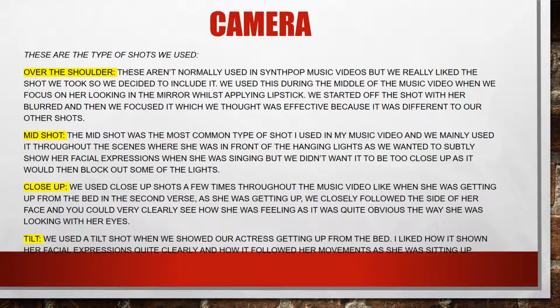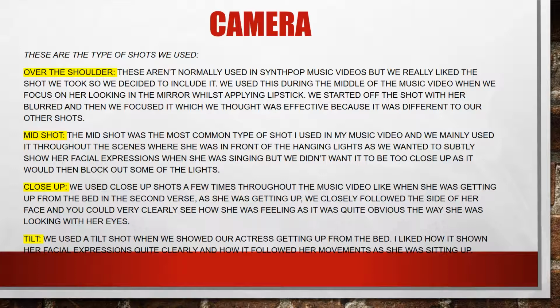For camera, these are the types of shots we used: over the shoulder, mid-shot, close-up and tilt. Over the shoulder shots aren't normally used in synth pop music videos, but we really liked the shot that we took, so we decided to include it. We used this during the middle of the music video when we focus on her looking in the mirror while she's applying lipstick. We started off the shot with her blurred, and then we focused it, which we thought was effective because it was different to our other shots.